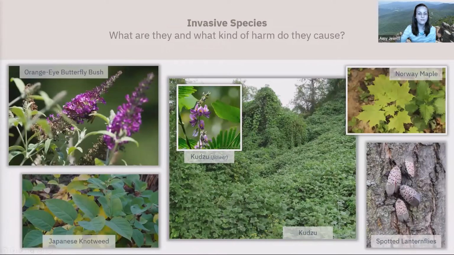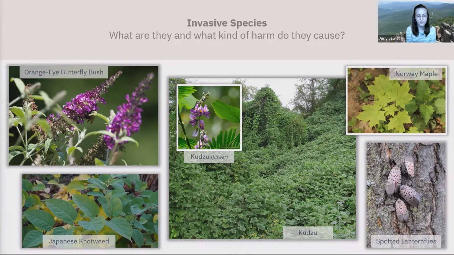And then we have our invasive species, the ones that you want to steer clear of as much as possible. So what are they and what kind of harm do they cause? So invasive species cause harm to the environment, to our economy, and to human health, and they're always non-native. So in order for something to actually be invasive, it has to be non-native. It has to be introduced to an area and have come from somewhere else. So some examples of the problems that invasive species cause include the following.